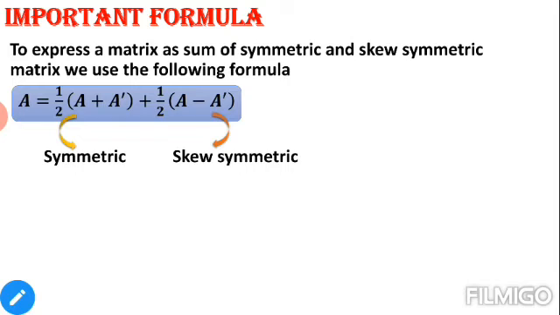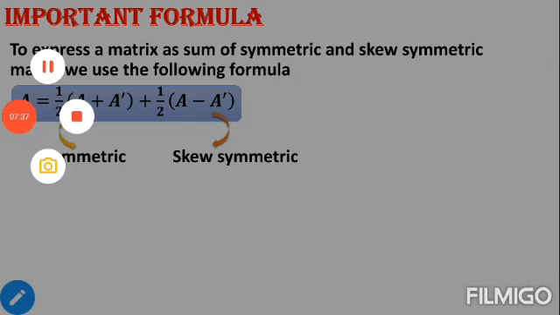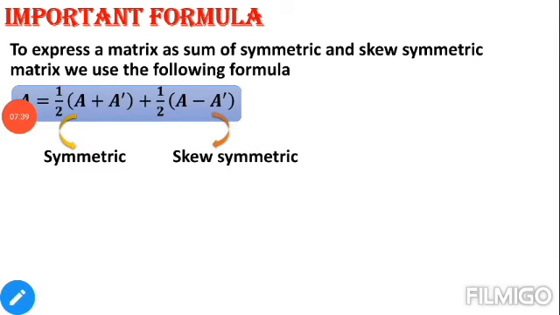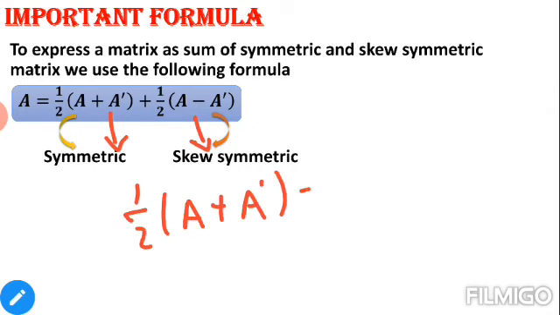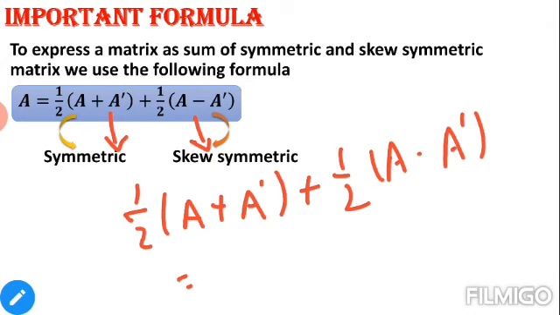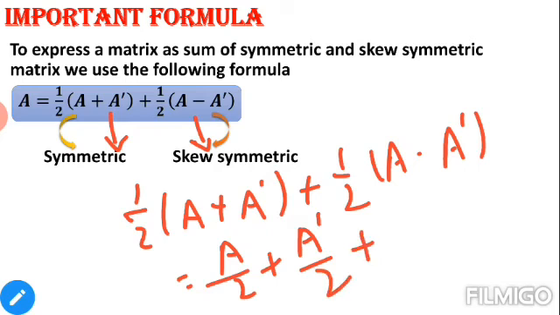By taking their help only, I am expressing the matrix A. How am I expressing it? See here how I am expressing the matrix A by taking the help of these 2 matrices, one as a skew symmetric, one as a symmetric. Why? Because it is 1 by 2 (A plus A transpose) plus 1 by 2 (A minus A transpose). Just see, if I open this bracket, it is going to become A by 2 plus A transpose by 2 plus A by 2 minus A transpose by 2.